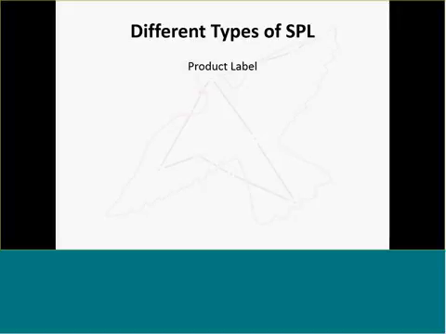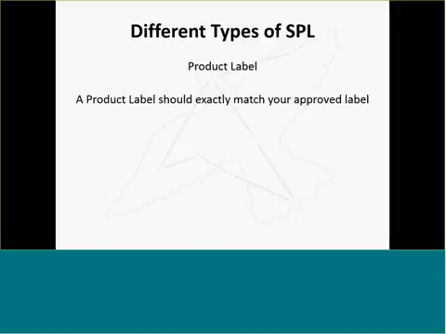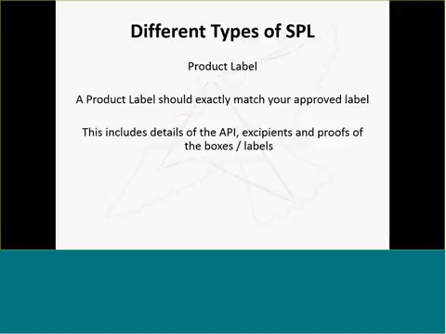Knowing your product label, you want it to look as much as possible like your approved label. That's possible because the SPL, the actual encoding of the label, uses HTML and XML, which is less flexible than printing, but you can usually get pretty close. You also have to include details of your API, excipients, and images of any containers, of any labels, as well as any packaging that you have on your product.